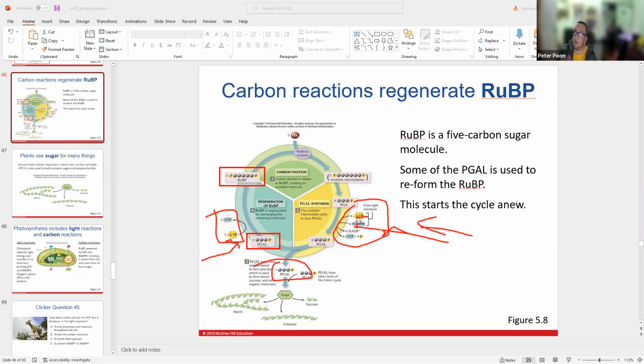So I'm using up all the energy I stored up earlier in the light reaction to trigger the Calvin cycle, or the carbon cycle.